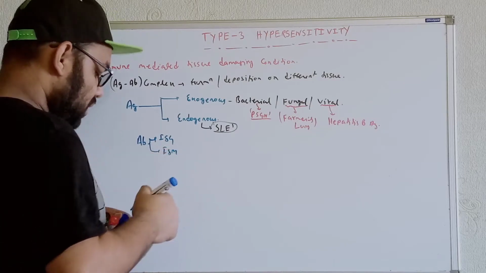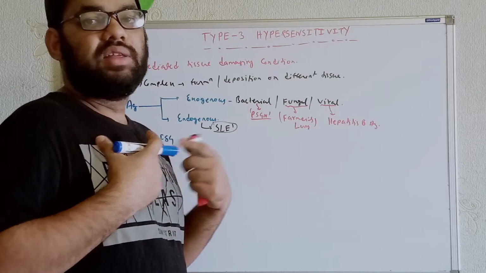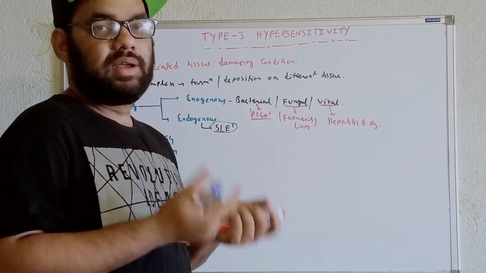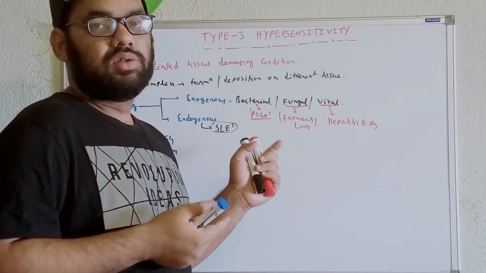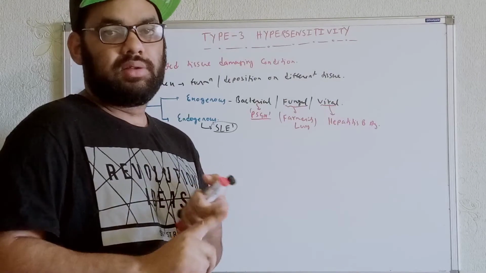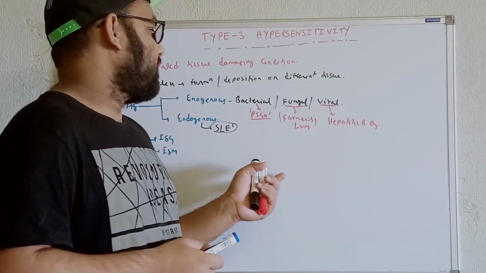Both the antigen and antibody will be free in the circulation. Whenever the antigens are free within the circulation, antibody will be formed against the antigen and will also come into the circulation. After that, they combine with each other and form the complex. Then they get deposited in different kinds of tissues and different organs.